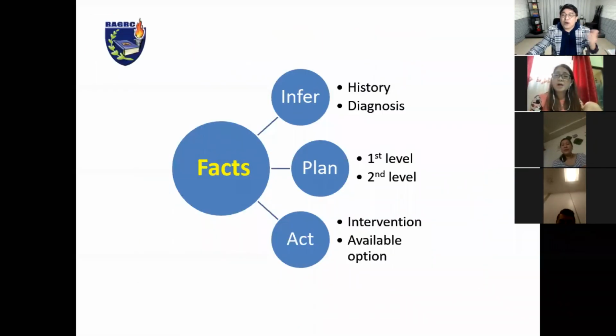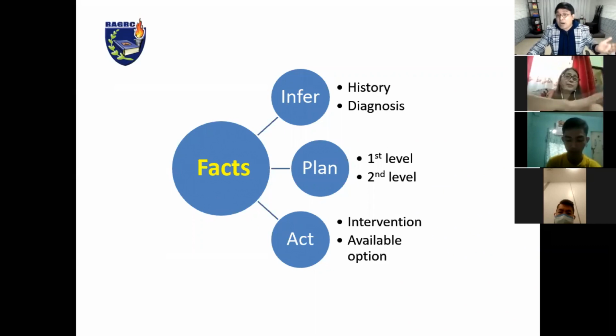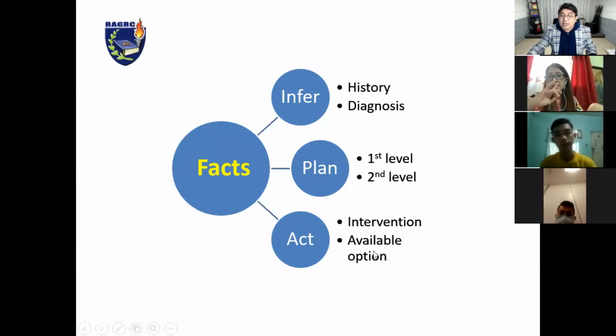So when you are faced with a syndrome in front of you when you're taking the test, what do you do? You use the syndromic functional concepts analysis method. First you deal with the facts and then infer, make sense of the history, and come up with a diagnosis in mind because you don't have it in the question. And then what's your plan? What's the first level plan? What's the second level plan? You have to know your priority because if the first thing that you recall as a priority doesn't come out on the options, at least you know the second level priority. And then third, act, identify the intervention and the available option for you.